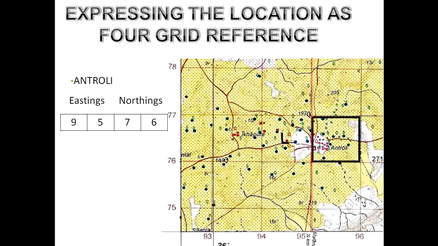We'll take another example. The location of Ikhatpura village is highlighted with a black square. What would be the easting and northing? Yes, you're right. Easting is 93. This is the line. And northing is 76. It's forming a 90 degree angle here. So the answer is 93, 76. In this manner, we are able to locate places on a topographical map using a four-grid reference.